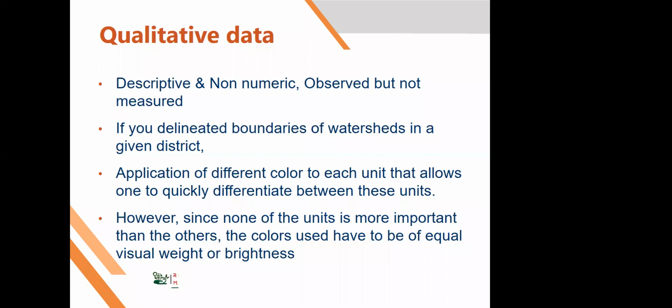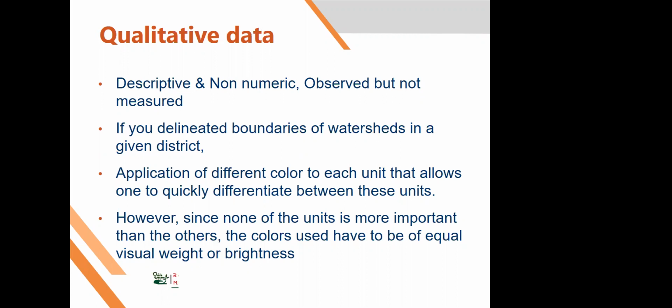On the other hand, qualitative data is just descriptive and non-numeric. For example, if you went to Kampala and delineated boundaries of watersheds in Kampala, you may have such data, but to best represent that data, it is advisable that you pick a color for each boundary of the watershed. And if you showed such a map, the user should be able to differentiate between the various watersheds.